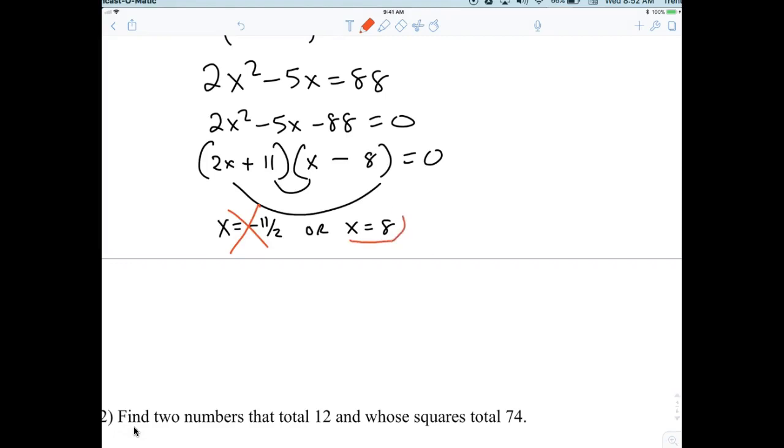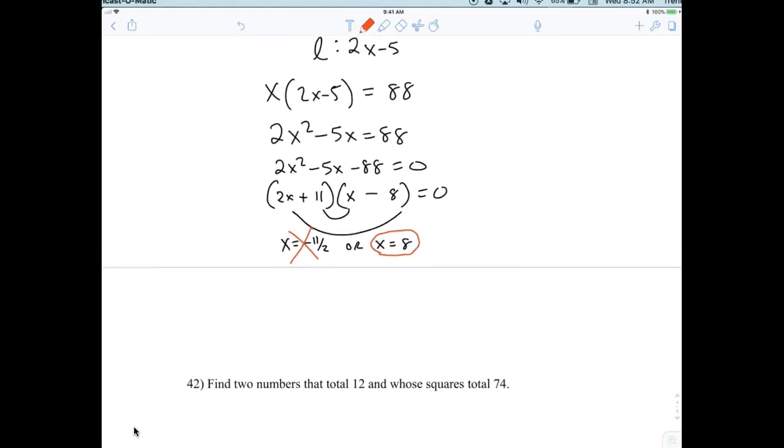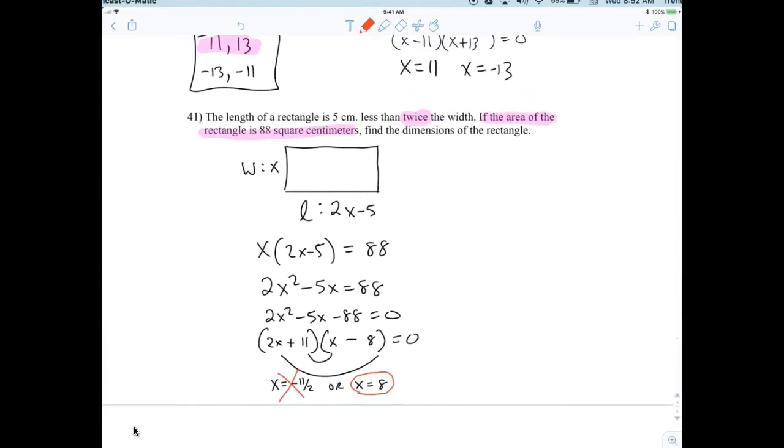Just listen for a second. I solved it. It says x equals 8. Now I'm going back and I'm reading the directions. The directions say find the dimensions. So the width is what? 8 centimeters. And the length is equal to 11 centimeters. There you go. All you're doing is plugging in 2 times 8 minus 5.